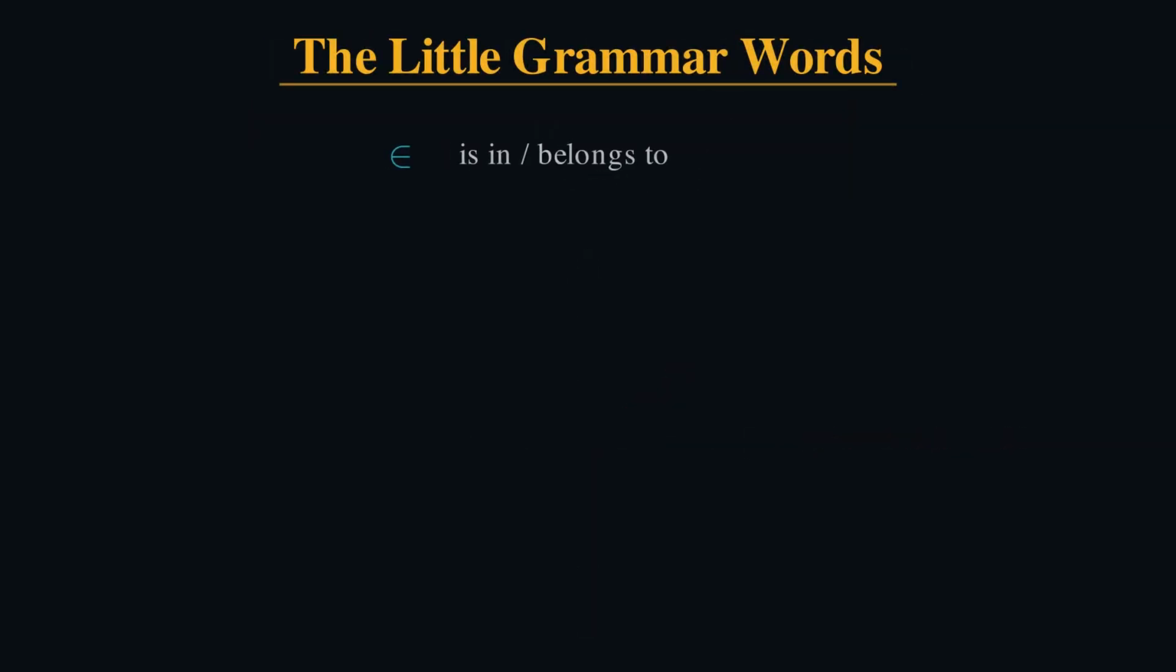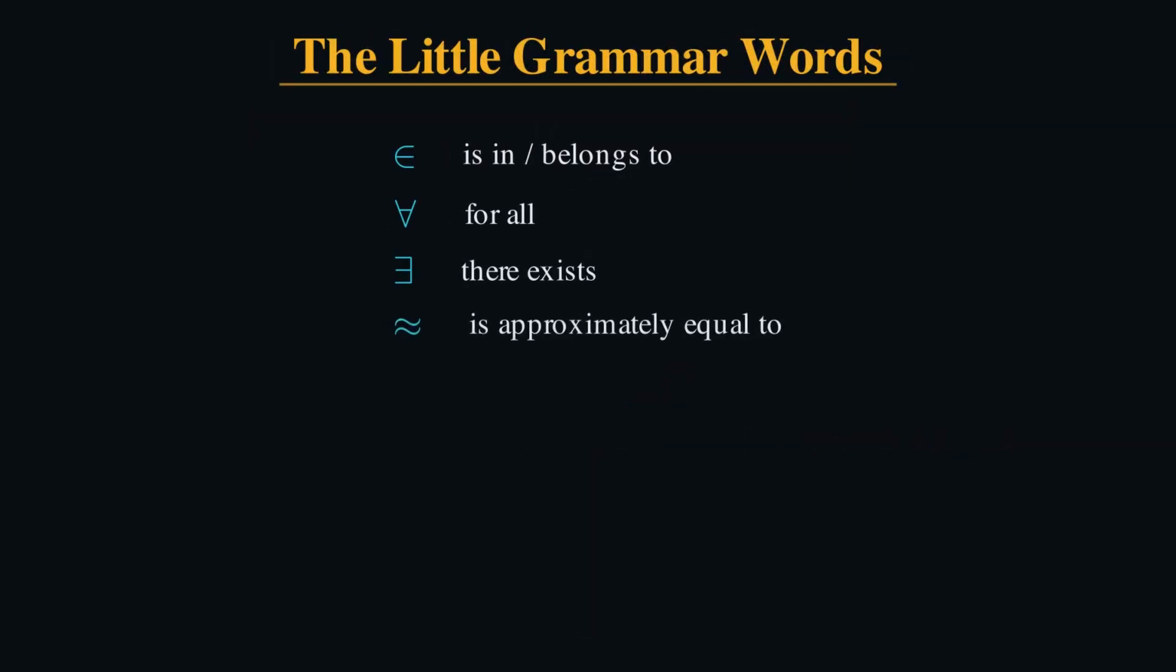Finally, the small grammar words that glue equations together. The rounded E means is in or belongs to a set. The upside down A means for all. The backwards E means there exists. The wavy equals means approximately equal. And this last one means is proportional to. Learn these 5, and you can read the structure of almost any formula. Read together, x sub i is in the real numbers for all i simply says, every x in our list is a real number. A whole sentence in 5 symbols.